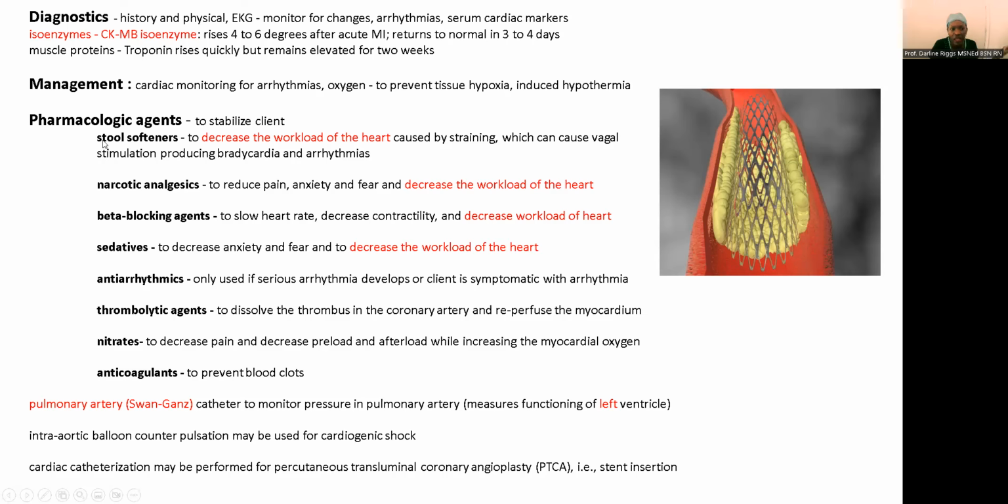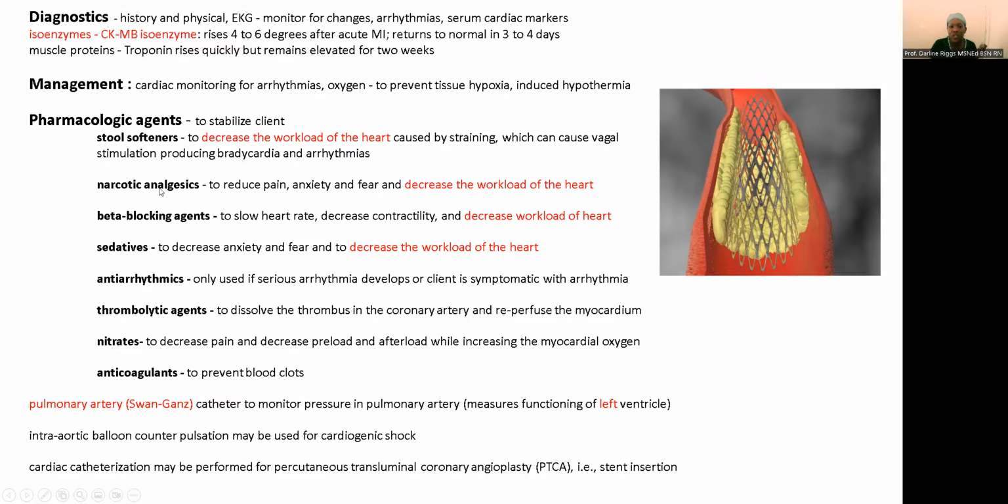So let's start over again. Why the stool softeners? To decrease the workload of the heart. We don't want this client constipated. If God forbid they become constipated, they're straining. You Valsalva when you're constipated, you bear down and that stresses the heart. So this has to be part of the regimen. That could cause excess vagal stimulation, which we talked about before, that could produce some bradycardias and some arrhythmias. So let's avoid it. Stool softeners, part of the regimen.